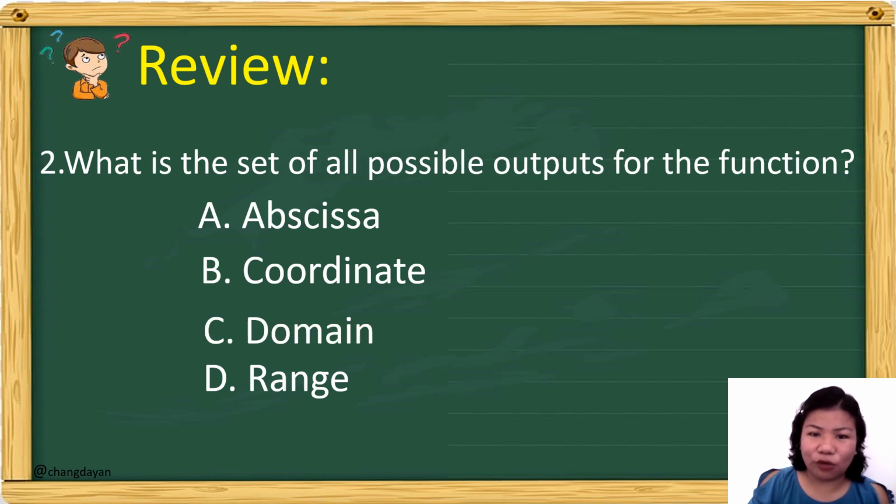Now let's proceed with number 2. What is the set of all possible outputs for the function? A, abscissa. B, coordinate. C, domain. D, range. 5 seconds starts now. The correct answer is range.